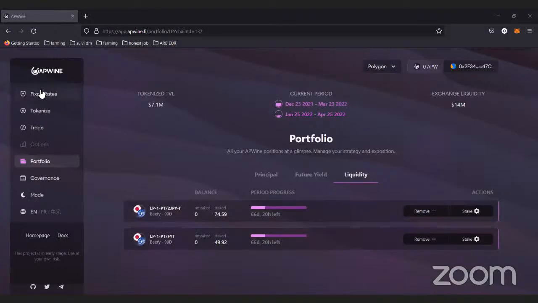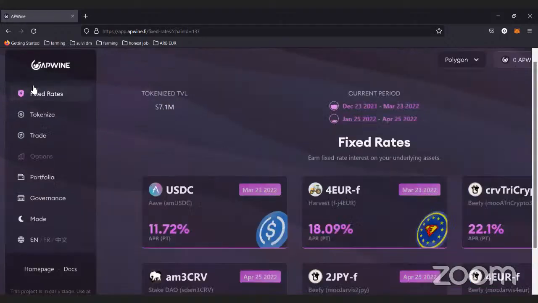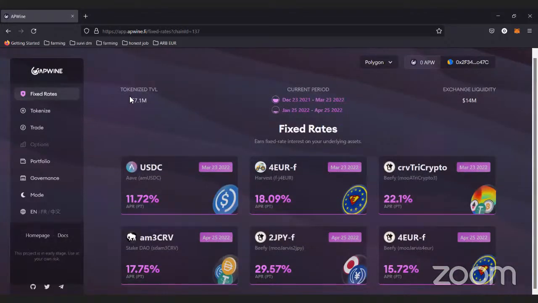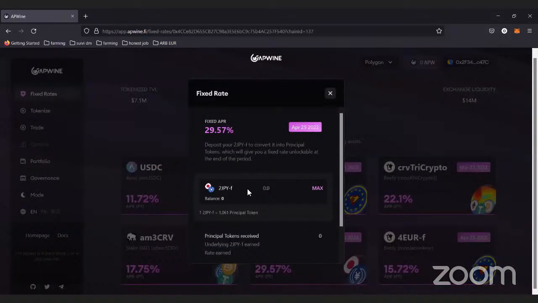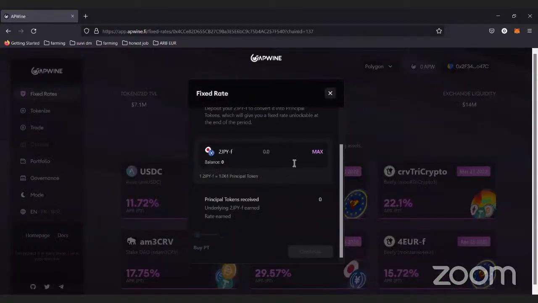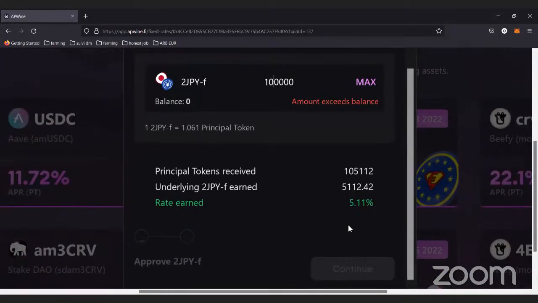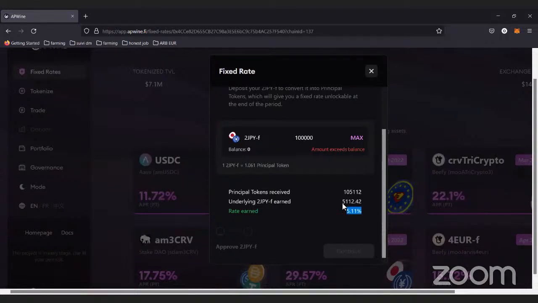Okay, so this is the APWine application. It welcomes you with the fixed rate page, and you have the menu here on the left. Fixed rate is the first strategy I have described. Fixed rate is when you can buy a PT token, which is, remember, discounted. So for example, for the 2JPY, I can click here and buy the principal token. If I want to buy for $1,000, so almost 100K 2JPY, it's the image that I have in the presentation, and you can get 5.11%.